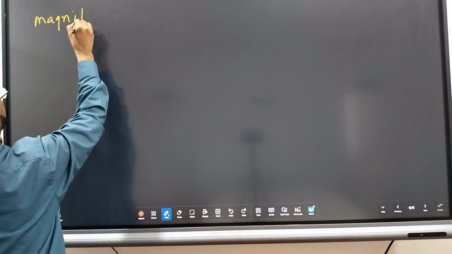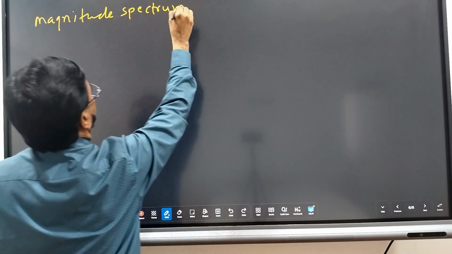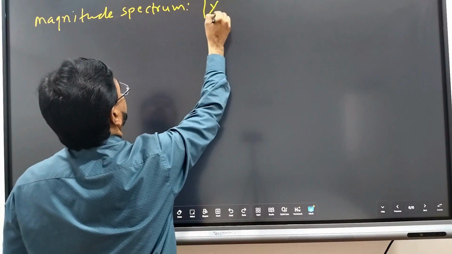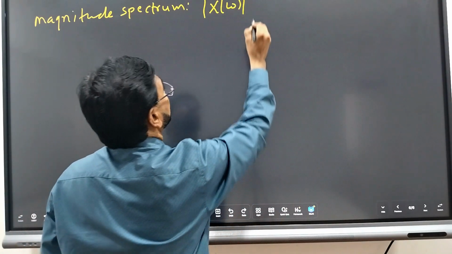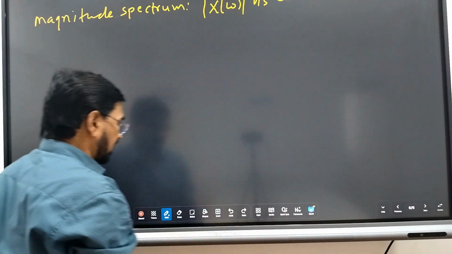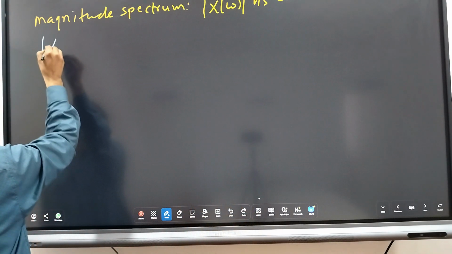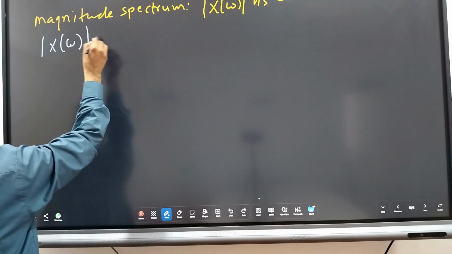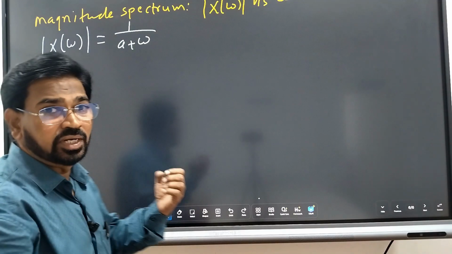So the magnitude spectrum is the graph plotted of the magnitude of X of omega versus the angular frequency omega. And what we have is the magnitude of X of omega, which is 1 over the square root of a squared plus omega squared.